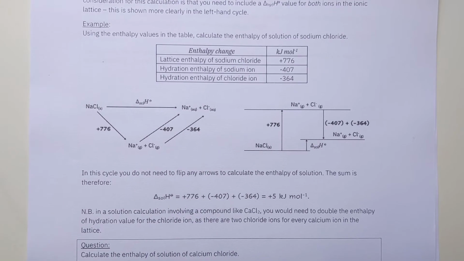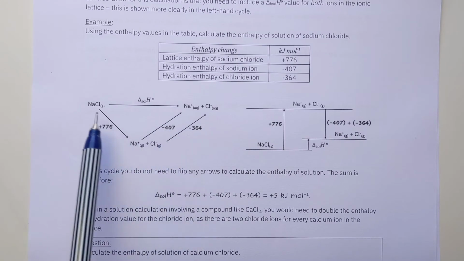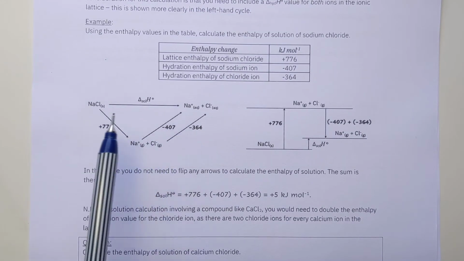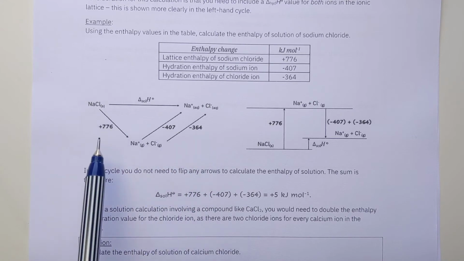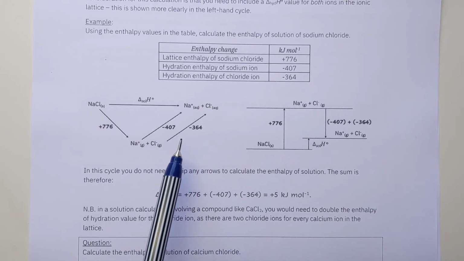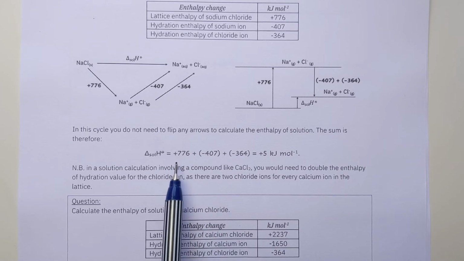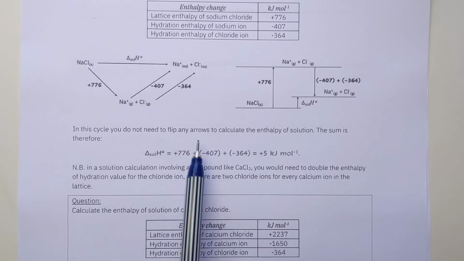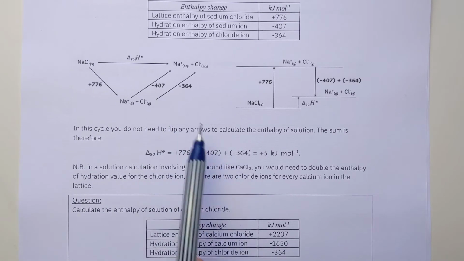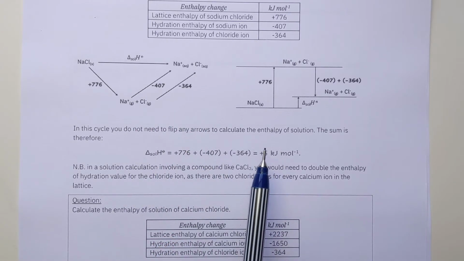So looking at my cycle, sometimes I have to be wary about flipping arrows and things like that. In this case, a wee bit simpler. The arrows are actually nicely aligned. I follow that route from left to right. I'm not going to have to flip anything here. I can just add all those values up. So what I do for my sum at the end is just plus 776, plus minus 407, plus minus 364, type it in my calculator, and that'll get me a final value of plus 5 kilojoules per mole. So it's very slightly endothermic. So it is just applying those values to your Hess cycle, being careful with the calculation.